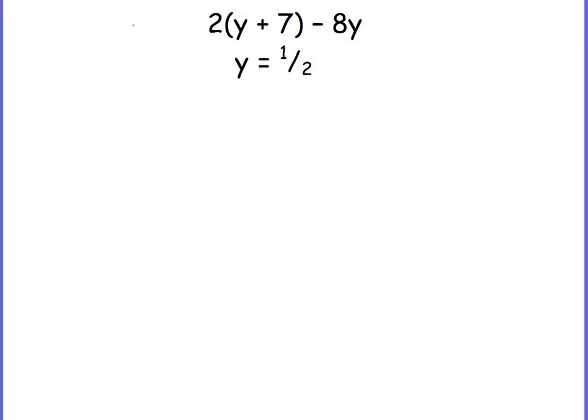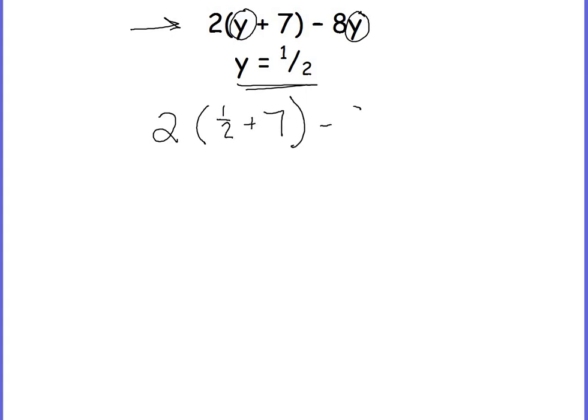So here's our expression. We have 2 times the quantity y plus 7 minus 8 times y. And here we have that we want y being equal to 1/2. So of course we have to substitute. Anywhere that we see a y, we see a y here and a y here, we have to substitute in 1/2. So our expression becomes 2 times the quantity 1/2 plus 7 minus 8.